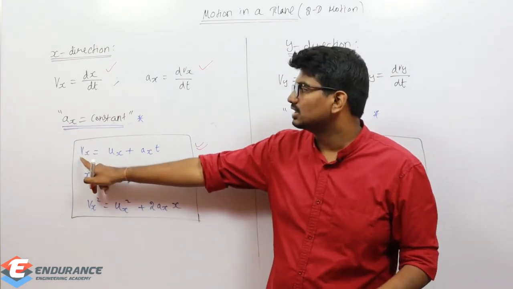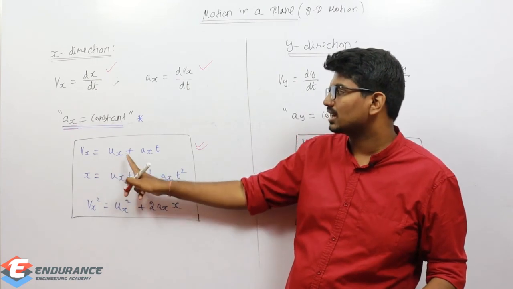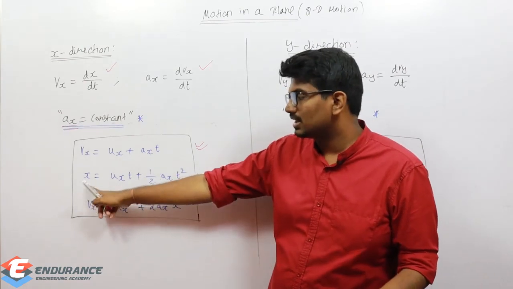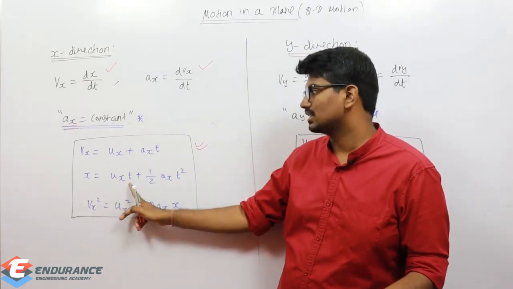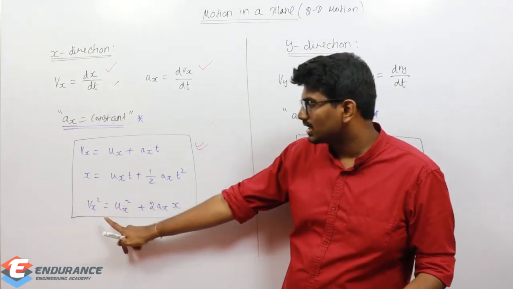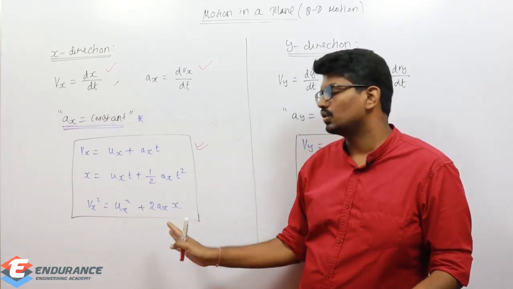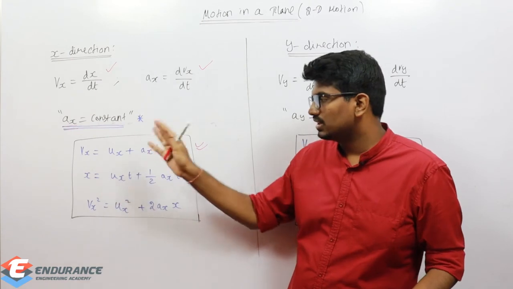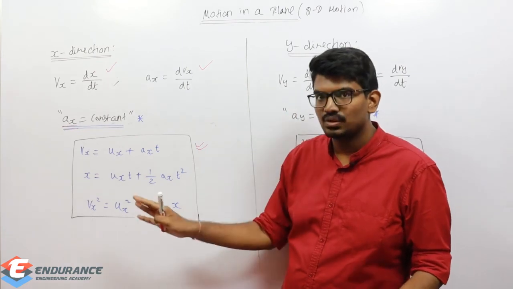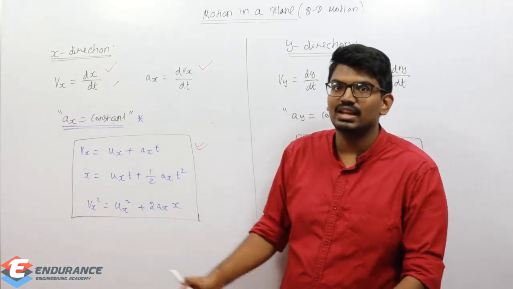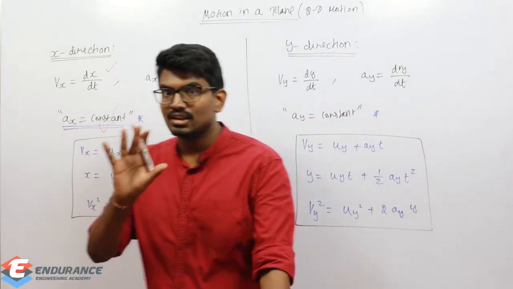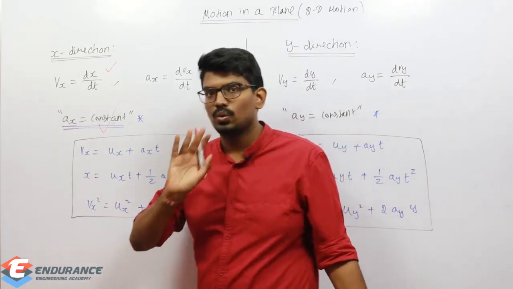What I actually did: this is the final velocity in the x direction, the initial velocity in the x direction, plus acceleration in the x direction, which is constant, times the time taken. This is the displacement in the x direction, the initial velocity in the x direction times t, plus 1 by 2 ax t square, and this is the final velocity in the x direction square, the initial velocity in the x direction square, plus 2ax into x. So the three equations which we already got, v is equal to u plus at, s is equal to ut plus 1 by 2 at square, v square is equal to u square plus 2as. The same equations, only here I am applying them completely for the x direction. If the x direction acceleration is constant, don't worry about the y direction acceleration.